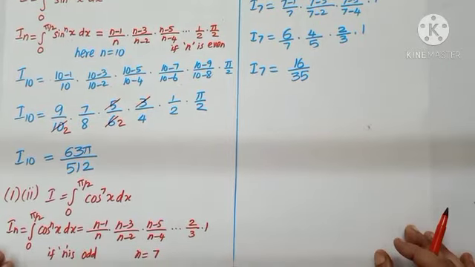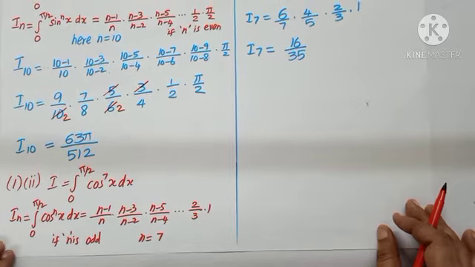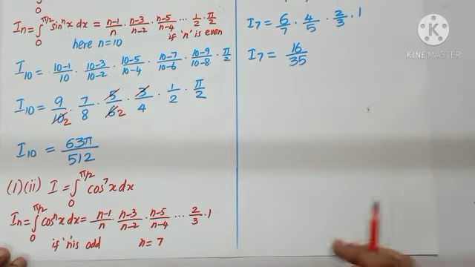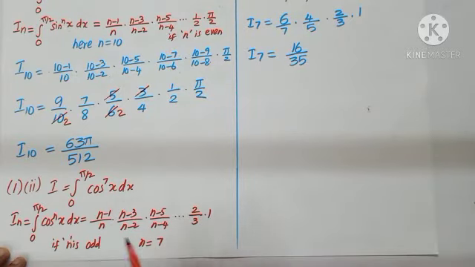Second question. Cos power 7x. Now it is odd. So I recall the same formula, but an odd number tells me to stop with 2 by 3 into 1. Here n is 7.